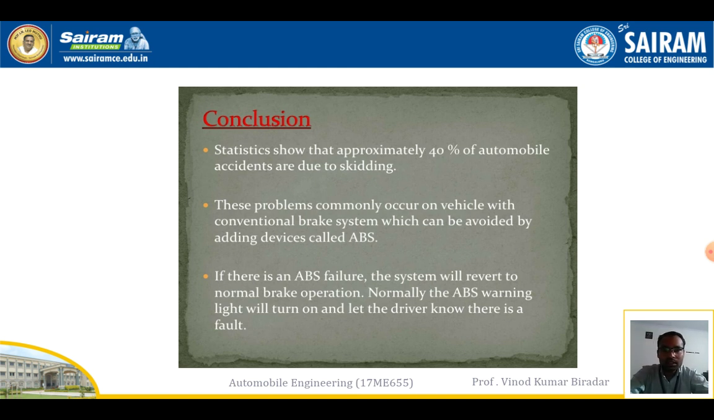Statistics show that approximately 40% of automobile accidents are due to skidding. So to avoid that, this system is required. The main problem commonly occurring on a wheel with a conventional brake system can be avoided by adding the device called the anti-lock braking system. If the anti-lock braking system fails, the system will revert to normal brake operation. Both brake systems are there in a vehicle. If the anti-lock braking system by chance fails, then we can use the normal brake system operation.